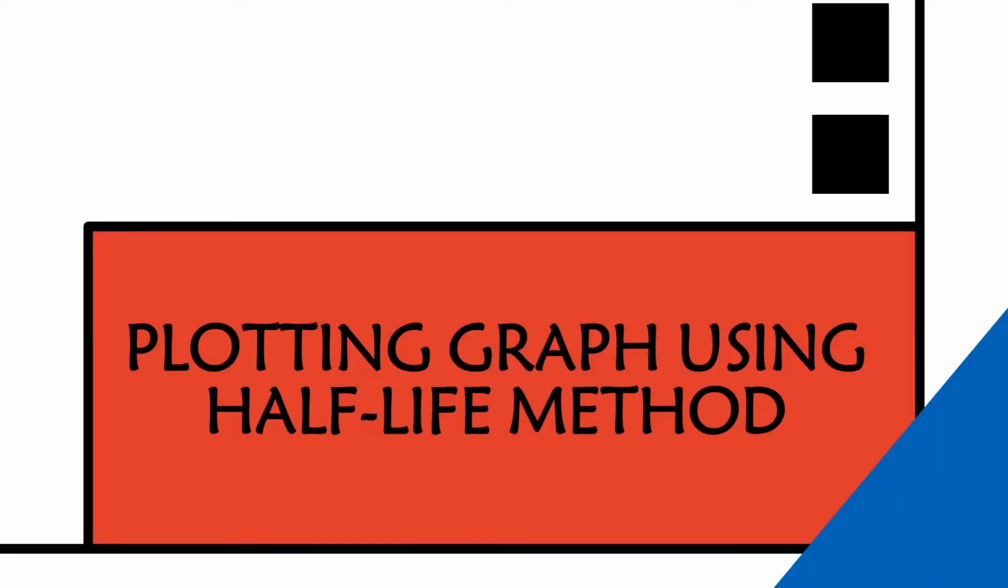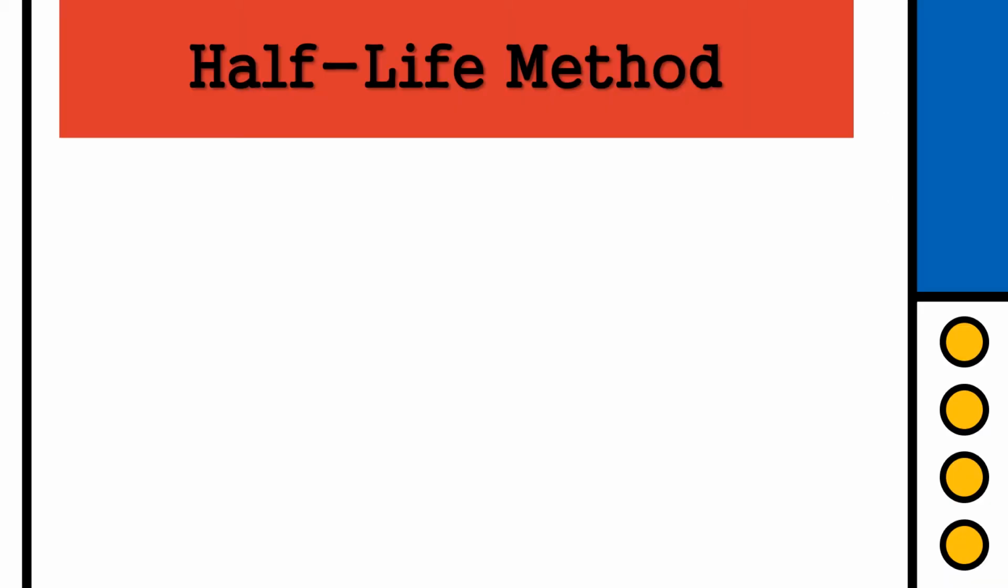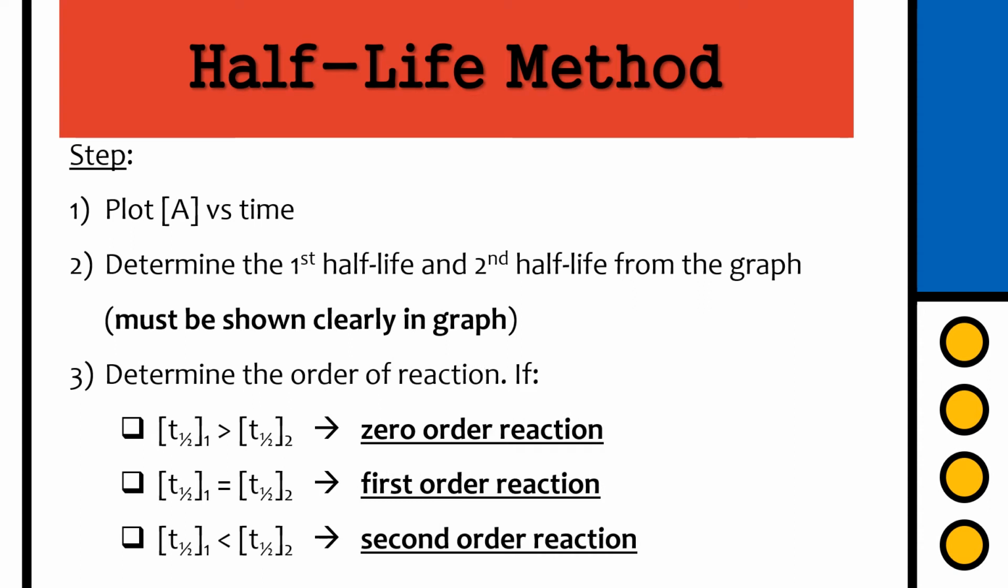Now, plotting a graph using the half-life method. What are the steps to plot the graph? Here are the steps. First, to determine the order of reaction using this method, we need to plot concentration versus time. When it says plot, you need to plot your graph on graph paper using an appropriate scale. Then determine the first half-life and the second half-life from the graph. This must be shown clearly in the graph.